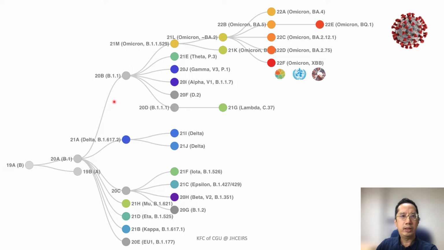If you take a look at their trees, you can see that these systems usually do not agree with each other. For example, nowadays we have the Omicron XBB lineage, which can be categorized into 22F in the Nextstrain system.